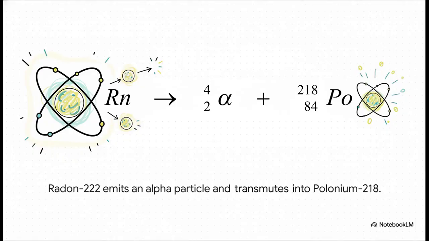So here we have an atom of radon, which has 86 protons. It spits out an alpha particle, remember our bowling ball, which has 2 protons. So what's left behind? An atom with 84 protons. And if you look at the periodic table, the element with 84 protons is polonium, just like that. Radon is gone, and in its place is polonium.